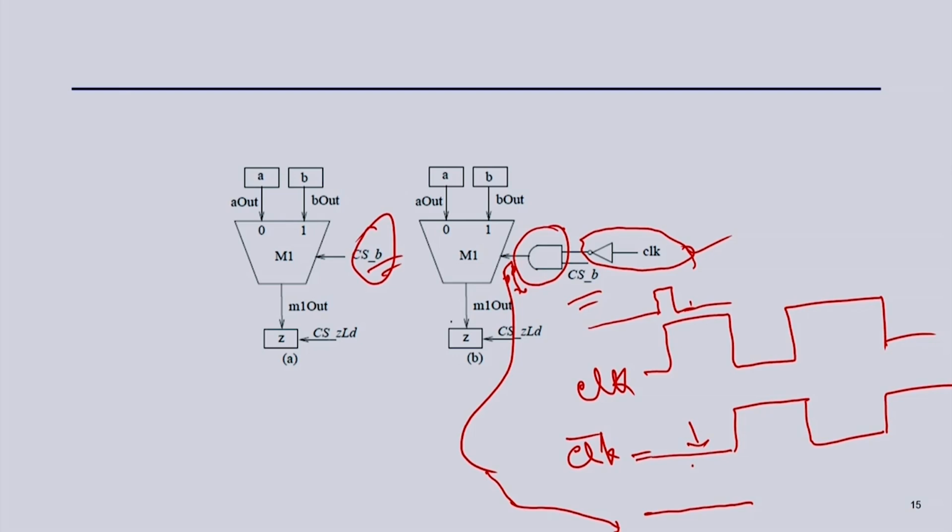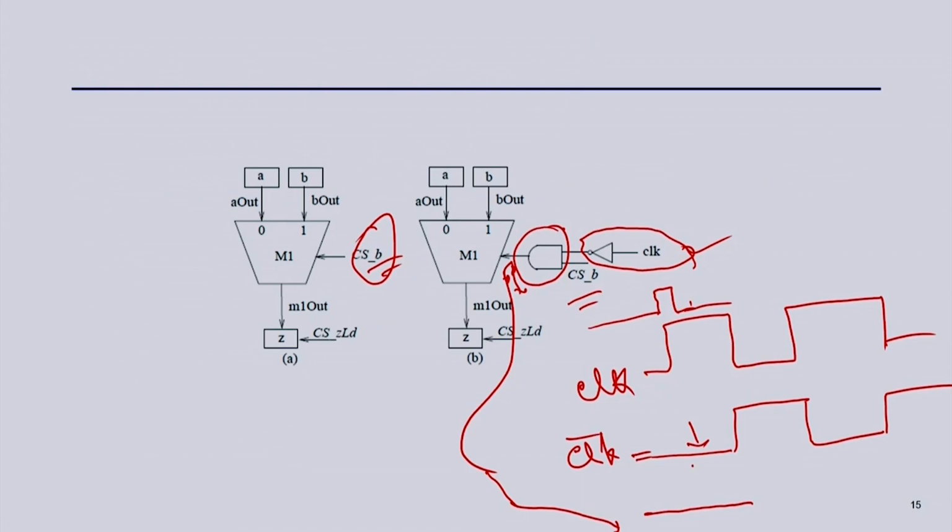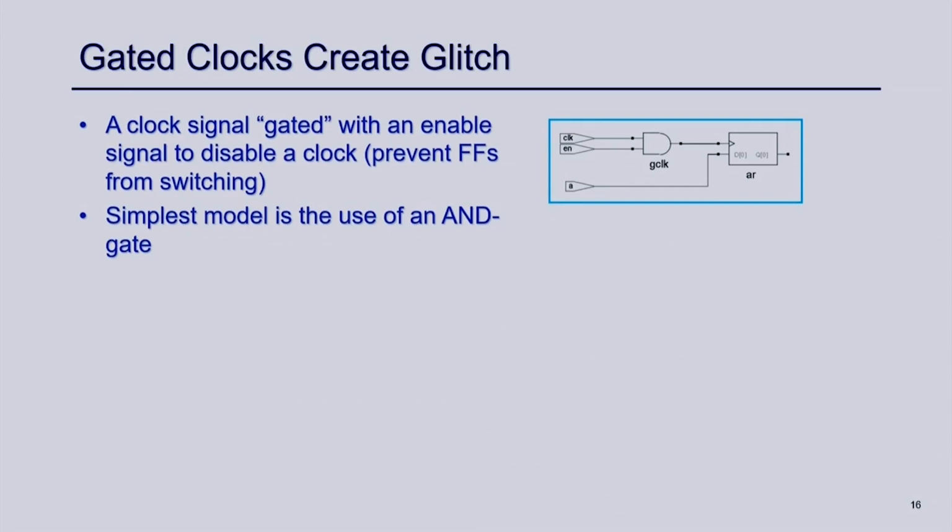So, I can eliminate this kind of glitch by clocking the control signal: taking the negation of the clock, ANDing with that clock bar, and feeding it to the select line of the mux. So, this glitch will be eliminated by the negation of the clock, right. This is another technique just to remove glitches, and hence it will also reduce the power consumption of your design, right. Okay. So, I will move on.